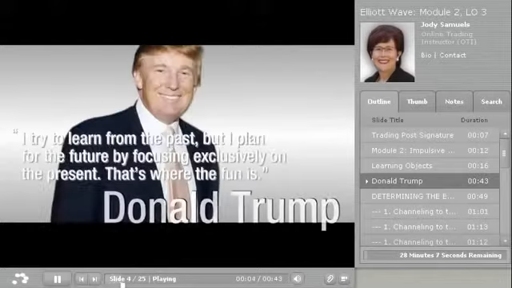Donald Trump said, "I try to learn from the past, but I plan for the future by focusing exclusively on the present. That's where the fun is." The key to doing well in the market is by using the tools available to know when the trend is over and when the next trend is starting. How would you like to be able to target the end of a 5-wave sequence so that you know when the next trend is beginning? Do you think that would be useful to you? Let's have some fun and plan for the future by focusing on what price is telling us in the present, just like Donald Trump does.